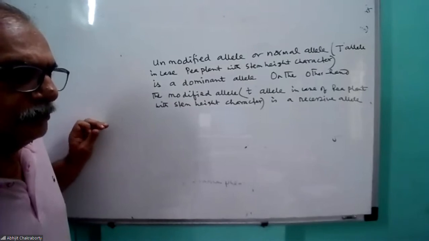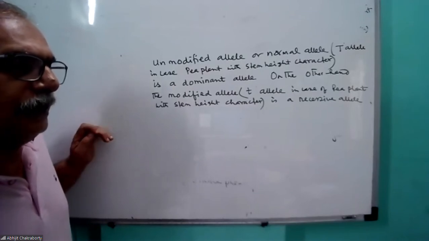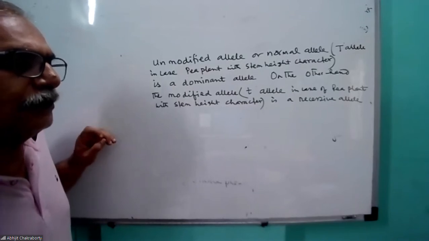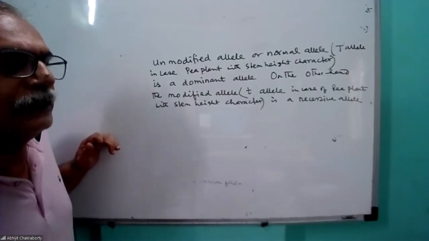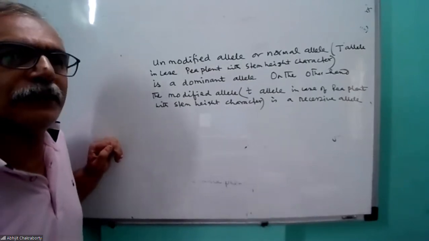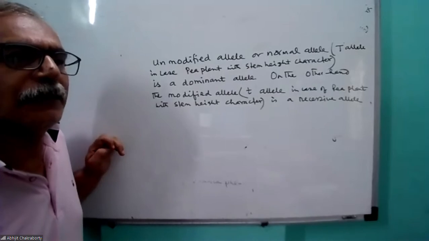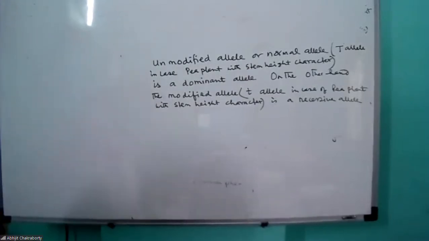Actually, capital T can express itself in the presence of small t. A small t can be expressed in the presence of capital T. But whenever it is in the recessive form, when a homozygous recessive form, it cannot express itself. So here, it is triggered by the effect of the capital T. Are you getting me? Yes, sir.